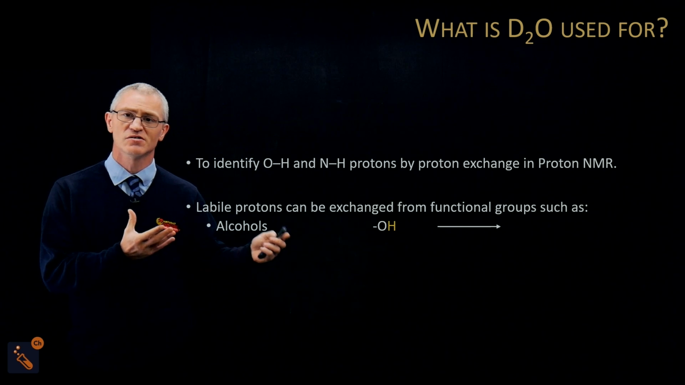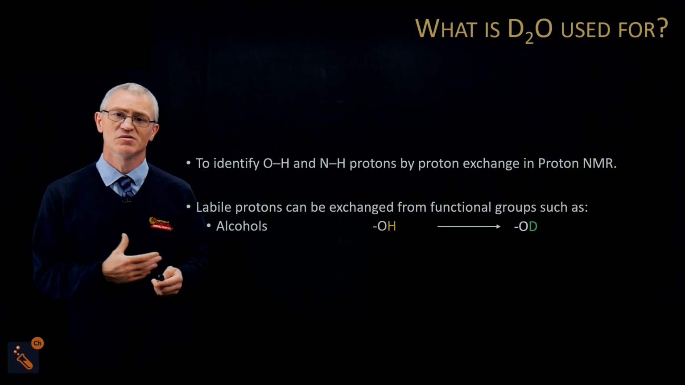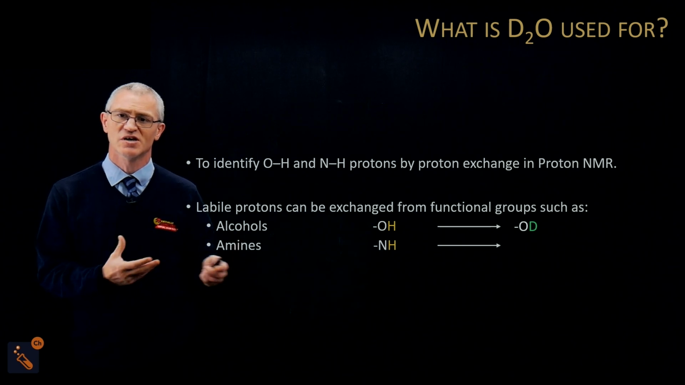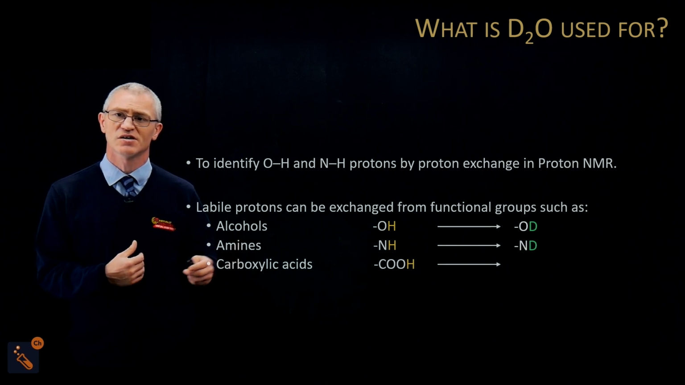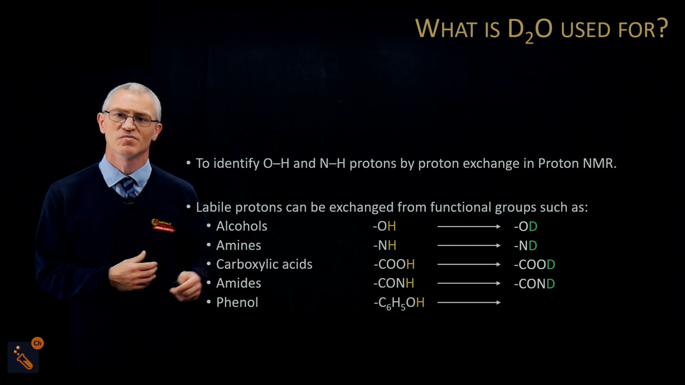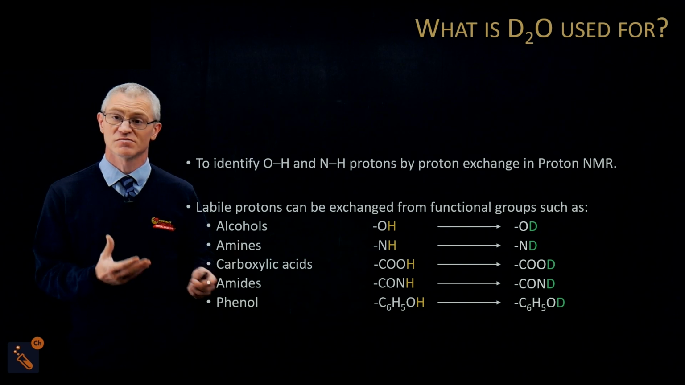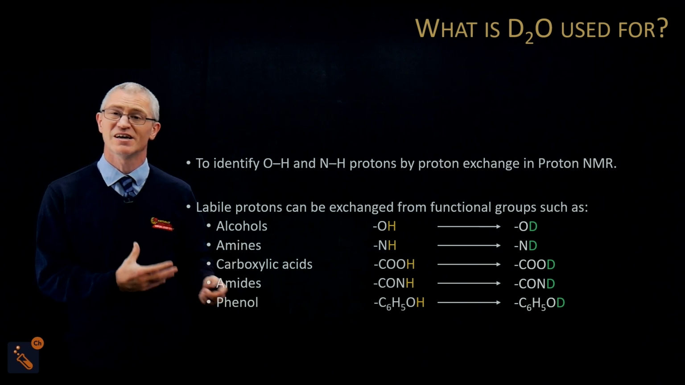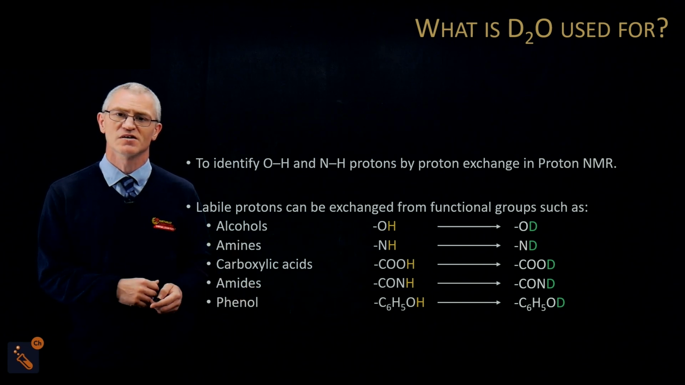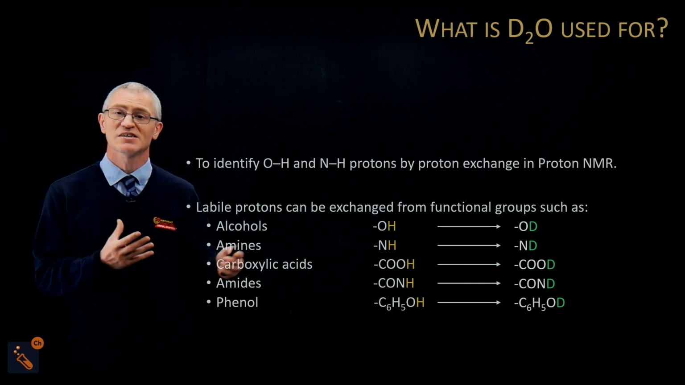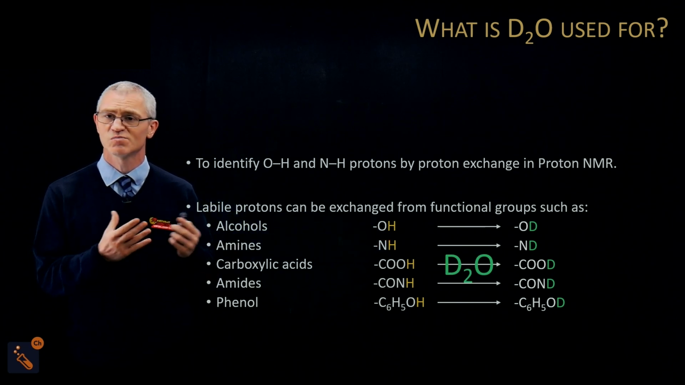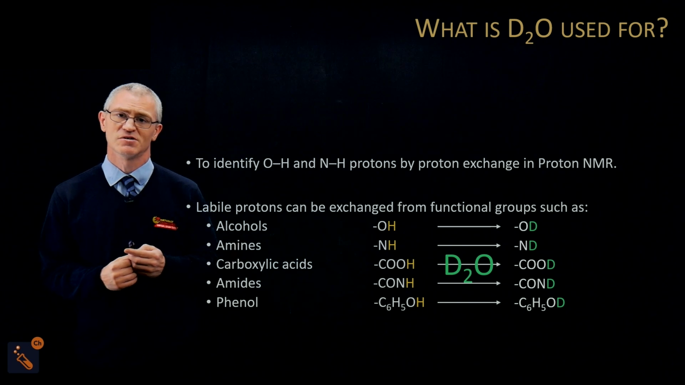So an alcohol, if you add D2O, will go to OD. So you'll change the H to a deuterium. Amines will do the same. Carboxylic acids will do the same. Amides, again, the same. And then phenol, because phenol is slightly acidic as well and is a functional group that has an OH in it, will also change. And that's all if you add D2O, because it does this proton exchange.